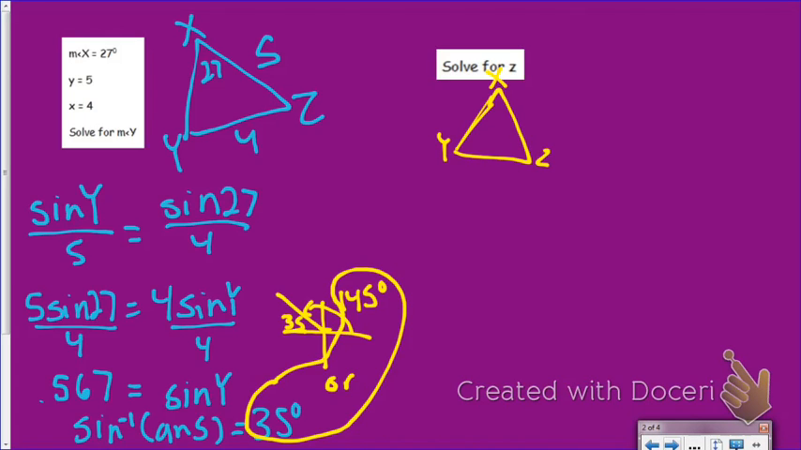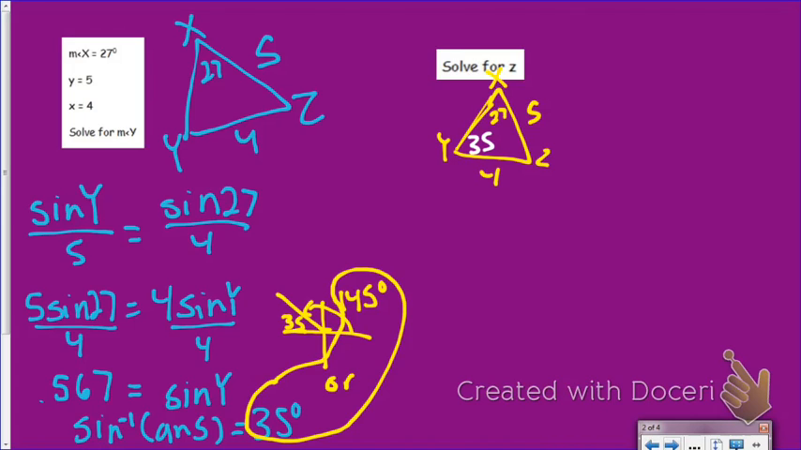No matter what, in triangle XYZ, angle X is still going to be 27, side y is going to be 5, and side x is going to be 4. But the first case is the first one I found, where the calculator gave me that angle y was equal to 35 degrees. So I'm going to set this one up first.